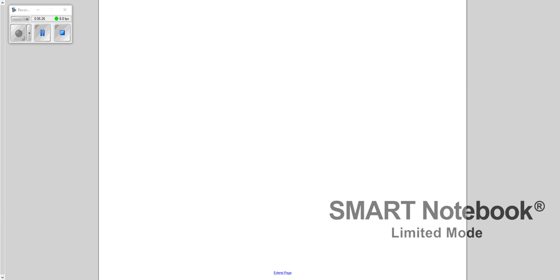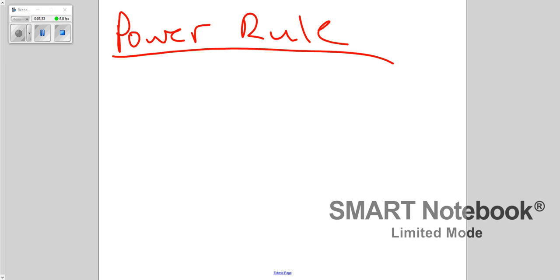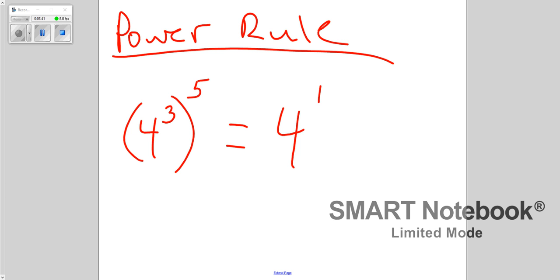Then we learned the third law, which is called the power rule, or the power to a power rule. It's when you take something that already has an exponent and you raise it to another exponent. When you do that, you keep the base and you multiply the exponents, and you get 4 to the 15th power. All right, so let's practice these rules.